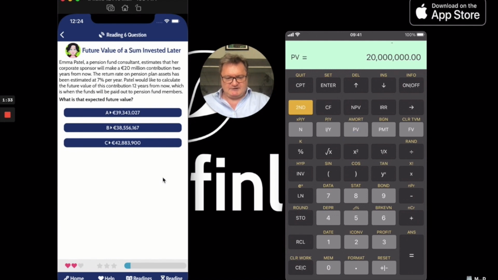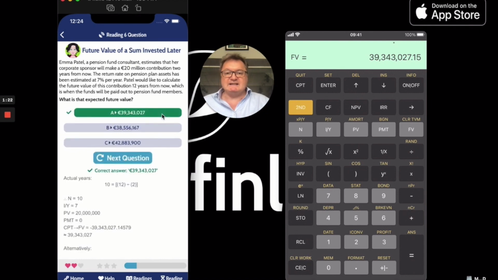PV, and then 0 is payment. Compute FV. Take off the minus. 39,343,027 is the top one. Click. That to me is easier, less panic-ridden, easy to do under time pressure, easy to do with high adrenaline levels. So I definitely go for the financial calculator method of doing this. But that's how to do it anyway. So for the future value of a sum invested later, which is more popular on the CFA exam than just a straightforward future value question, this is how to do it.